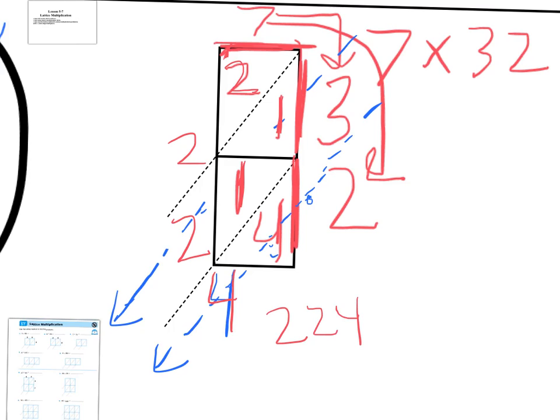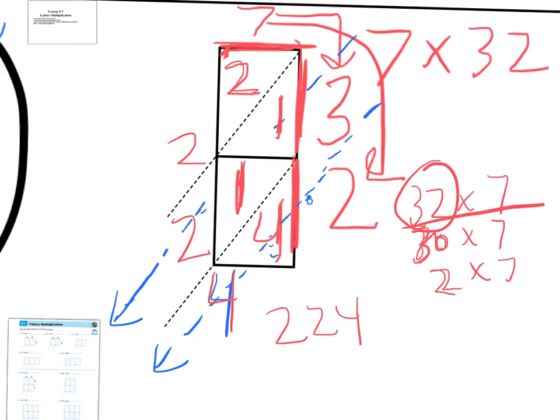So 224. I'm going to solve it also using partial products to show you that this answer is correct. 30 and 2, multiply each of them by 7, because this is telling you 3 10s is 30, 2 1s is 2, that's your 32. So 30 times 7 is 210, 2 times 7 is 14, add it together, 224, which is the exact same.